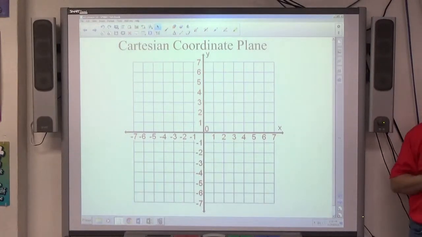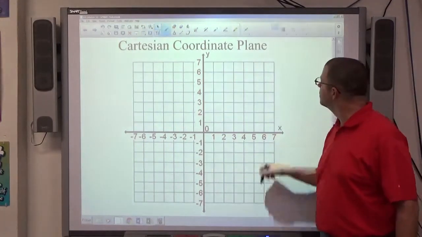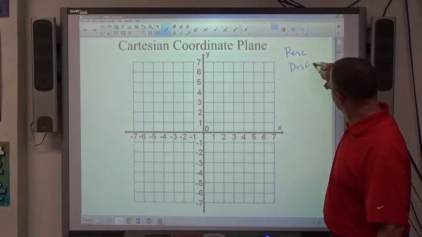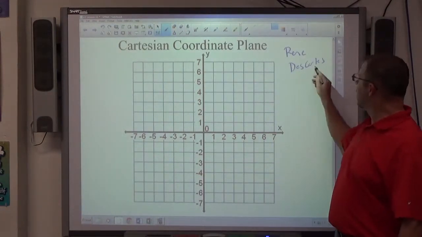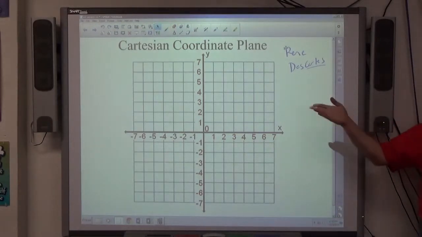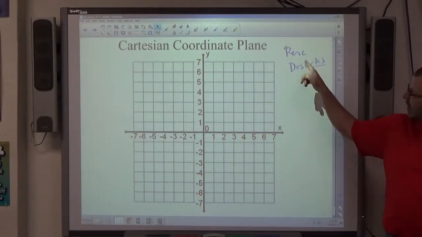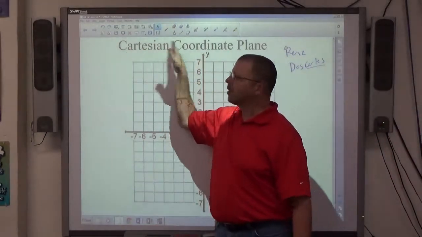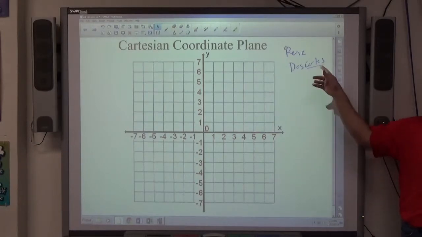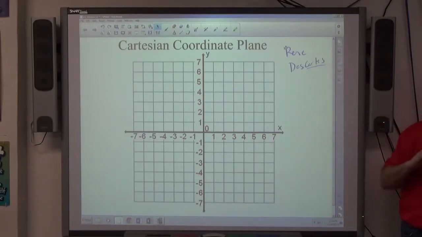It's named after René Descartes. René Descartes was a French mathematician who came up with a lot of graphing stuff. He gets credit for the Cartesian, that's C-A-R-T-E-S-I-A-N, Descartes, Cartesian coordinate plane. That's why it's called that. It's not some weird foreign word that means graphing. It's based on his name, Descartes. That's where it comes from.